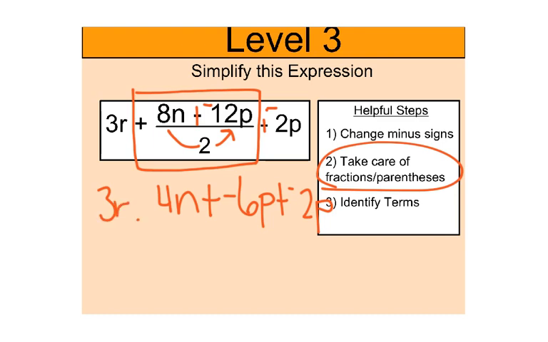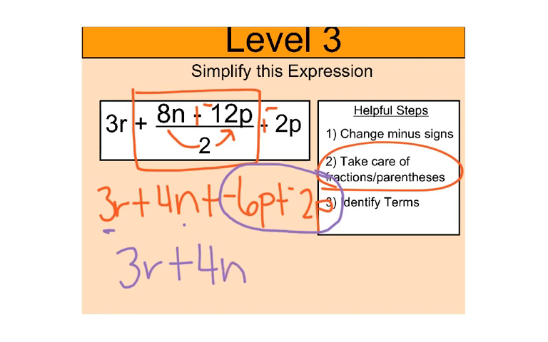Then I have to say, what sign goes here? There isn't one. Okay, if that was a positive 4, I'm going to put a plus 4. Now we're going to combine like terms. Do you see any r's? I don't. Do I see any other n's? No, but guess what? There's my p's. Okay, so I know there's 3r plus 4n, and then I've got a negative 6p plus a negative 2p, which is a negative 8p.